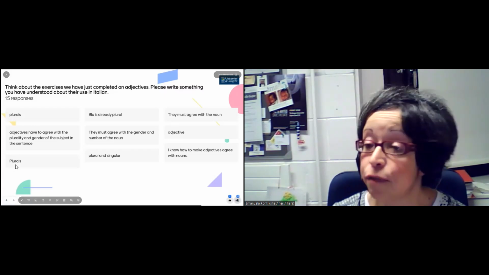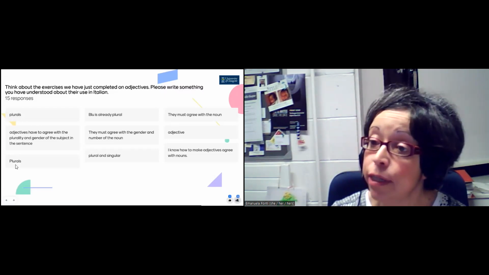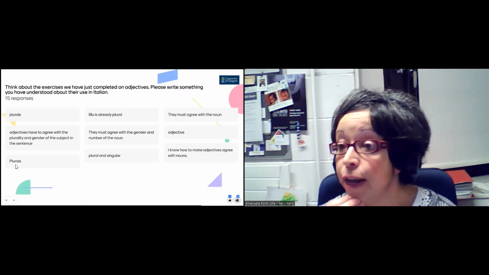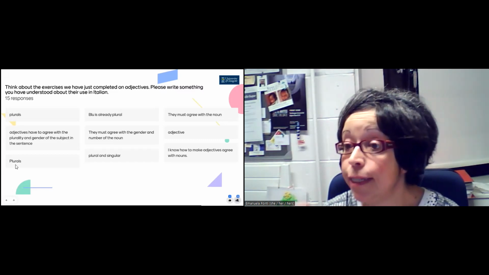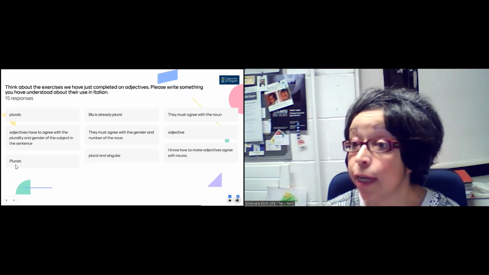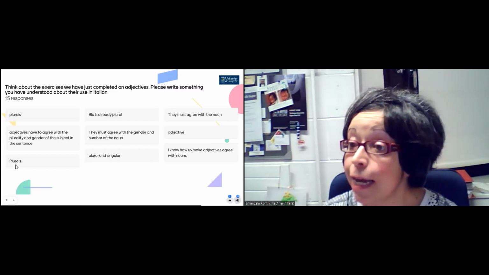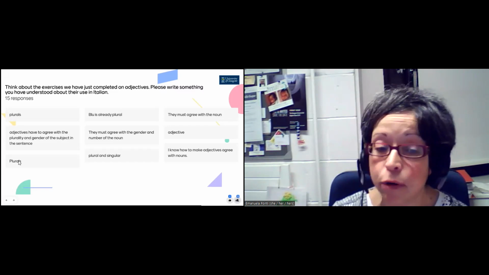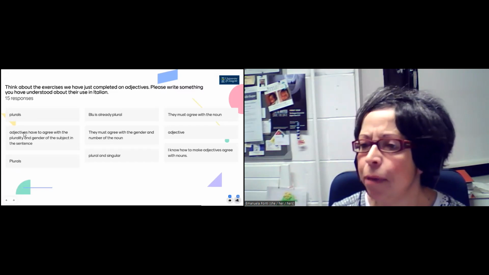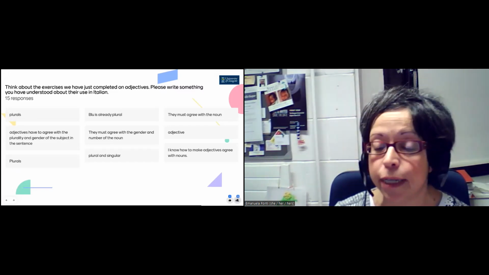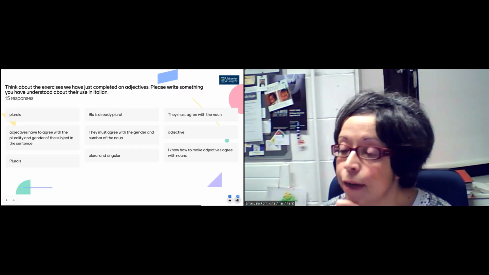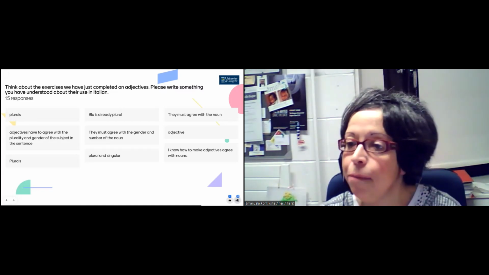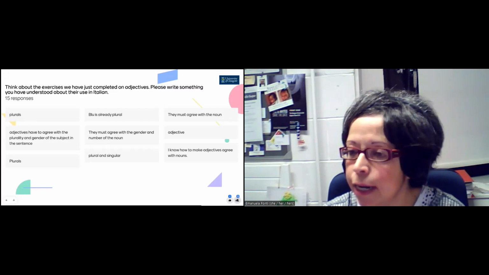Even if they just write the word plurals, hopefully this will help the class to reflect on the fact that adjectives in Italian have a number, so they can be singular or plural, unlike their counterparts in English. And so hopefully this is a valid point, even if the answer here may seem a bit superficial or a bit incomplete.